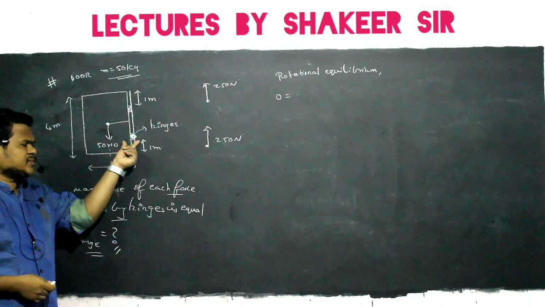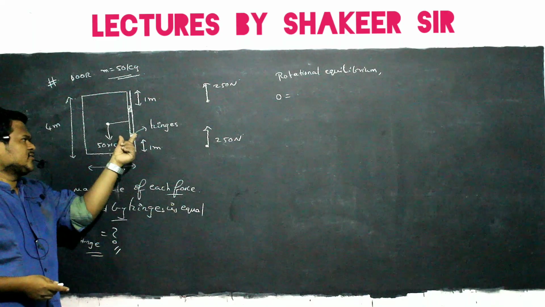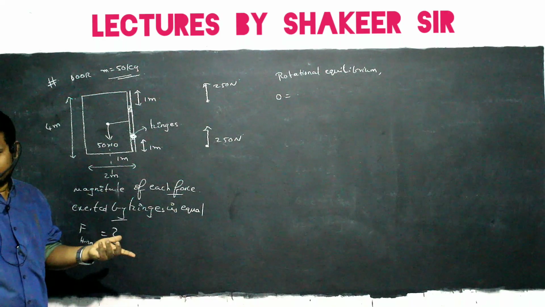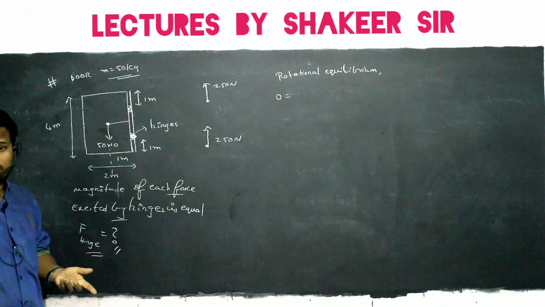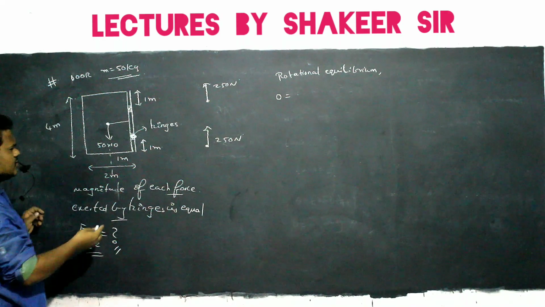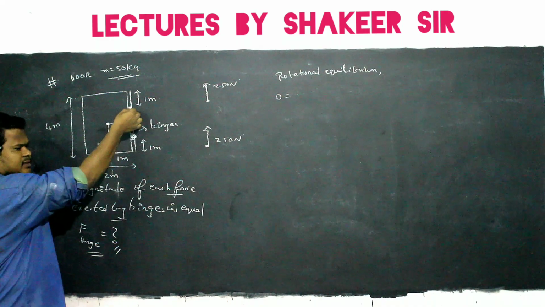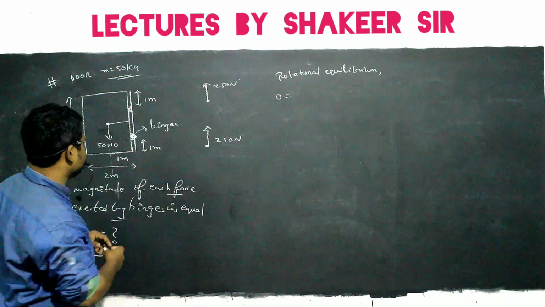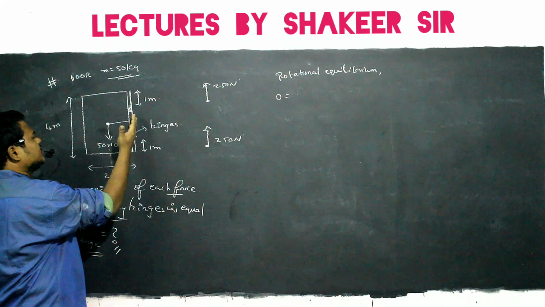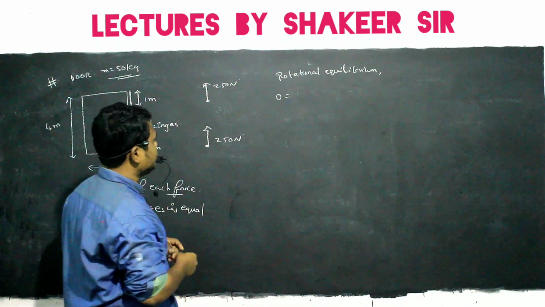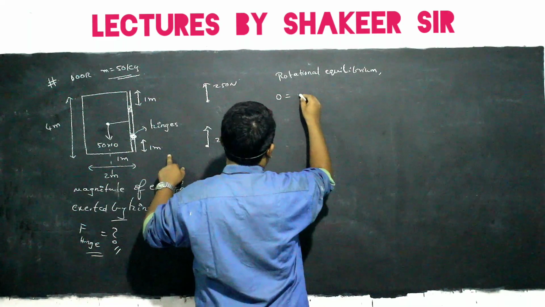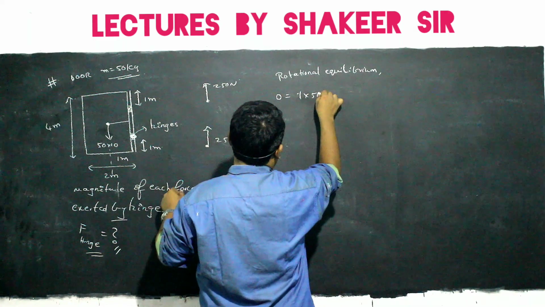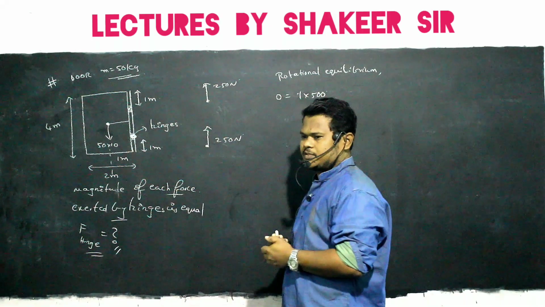If I take this as my axis of rotation, then the force exerted by this bottom hinge, the torque due to this force will become 0 because it is acting on the axis itself. So, I will take my point either here or here. I will take, for example, here. Clear? Now, how can I calculate? The torque due to the door, positive or negative? Positive torque, no? So, plus 500, the distance is how much? 1. 1 into 500.